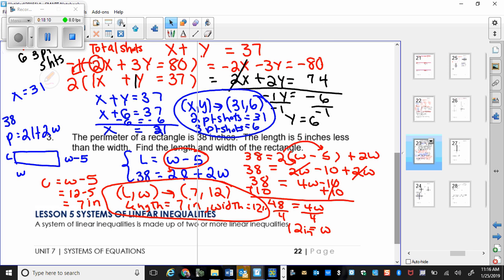So that's all the word problems we're going to go over today. You do have some classwork to do related to word problems. You also have homework.